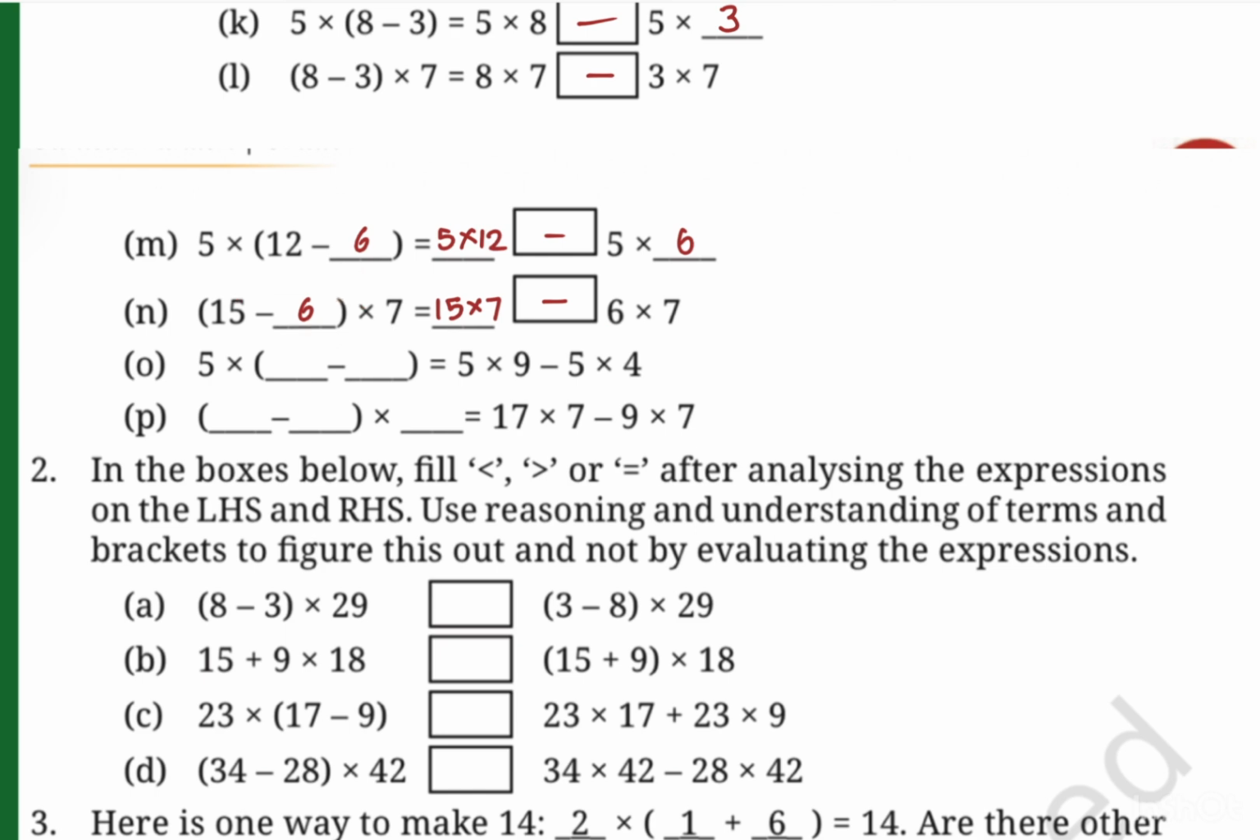Next question, 5 times dash minus dash. Here we can see that 9 minus 4. So the answer is 9 minus 4. Next we have three terms missing. So we can say that multiplied by 7 is common. So we can multiply by 7 and in the bracket we write 17 minus 9.